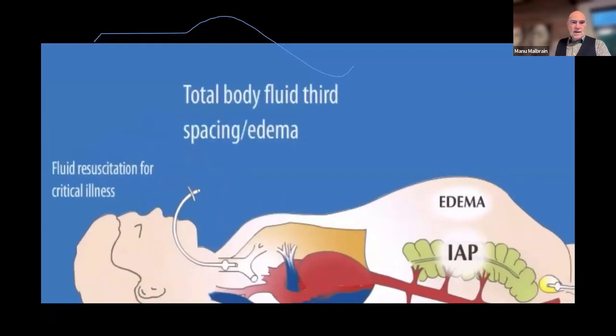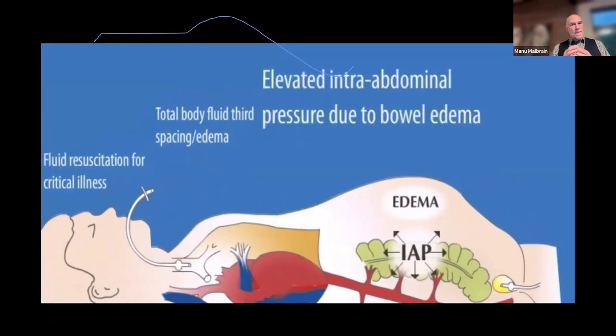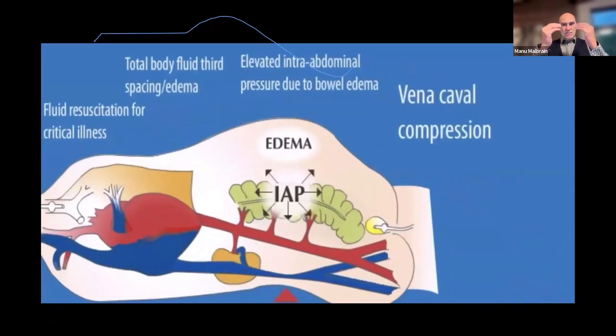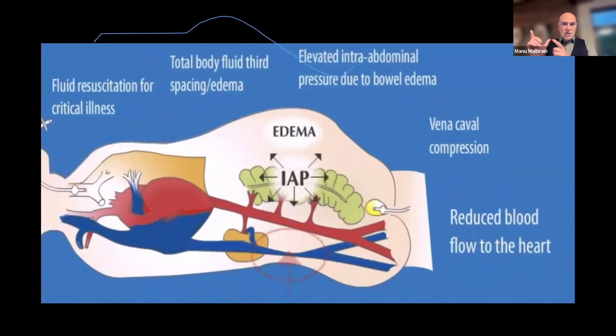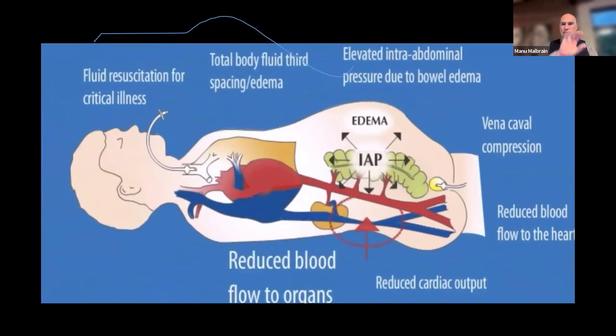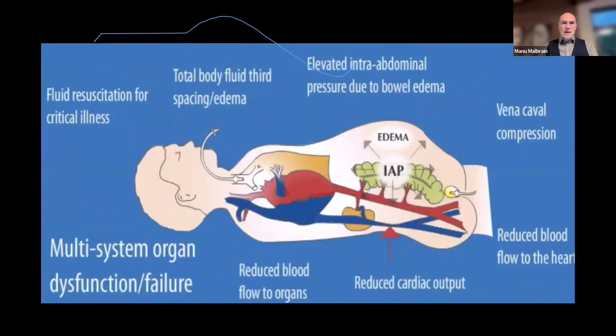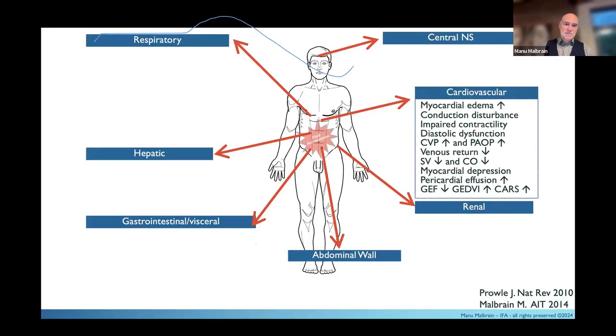Because once we are administering fluids, there will be second and third space fluid accumulation, increased abdominal pressure, there will be ileus, compression of the vena cava, a reduction in the blood flow to the heart, cardiac output will drop, and this will result in forward failure and a vicious cycle, leading to administration of more futile crystalloid fluids.